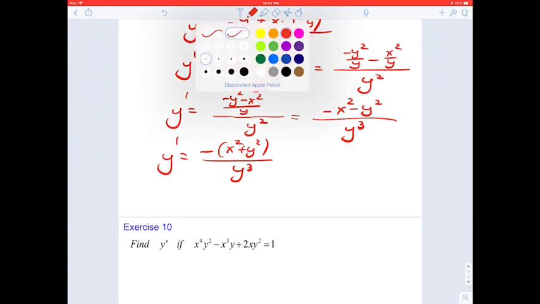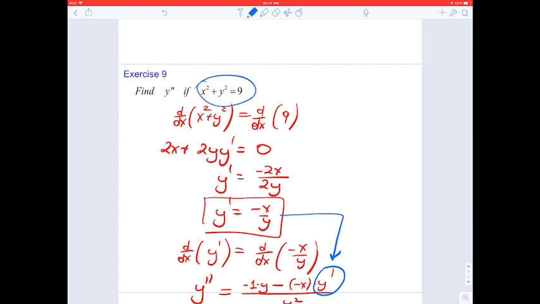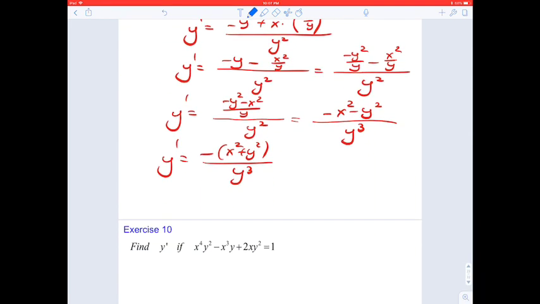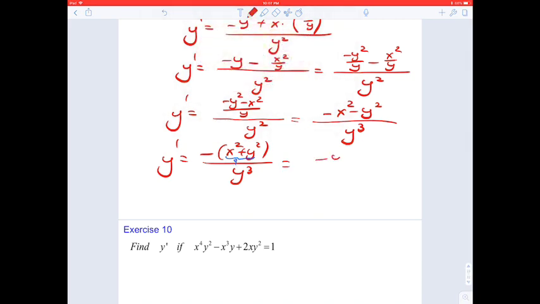And we may also notice that x squared plus y squared is the original equation. It's equal to 9. Okay, that means this is simply 9. Final answer is negative 9 over y cubed.